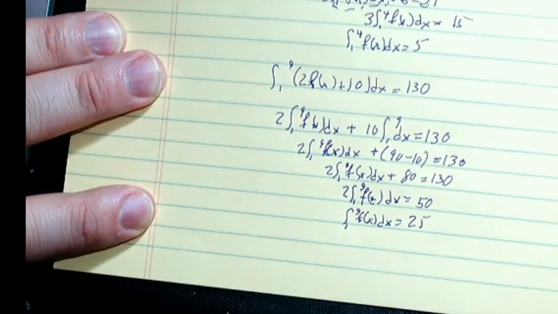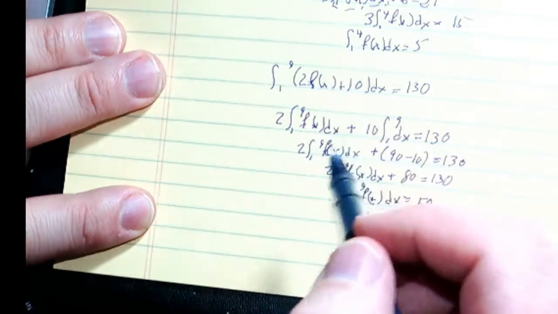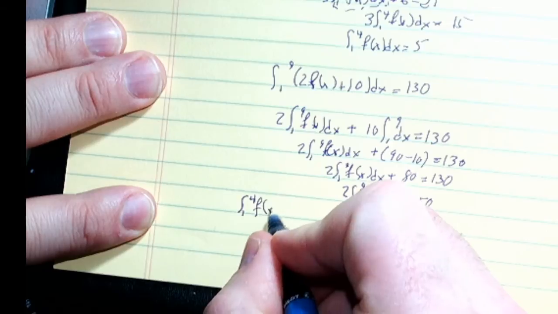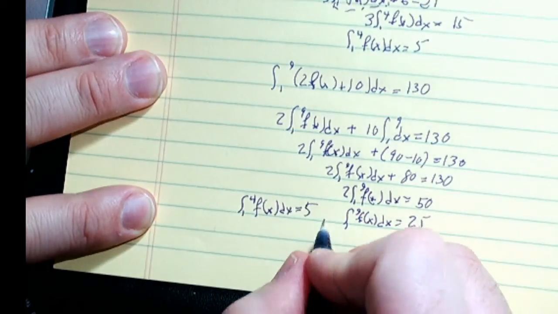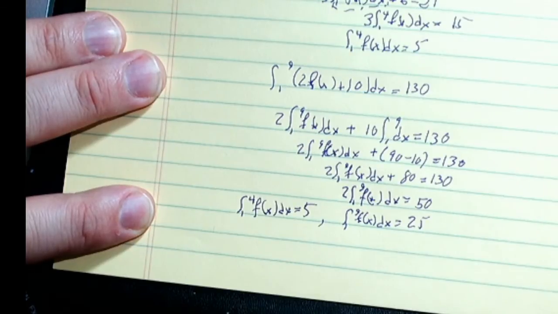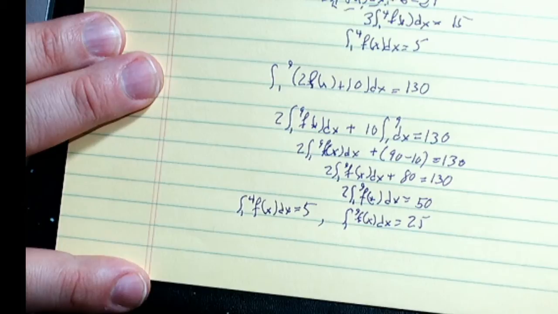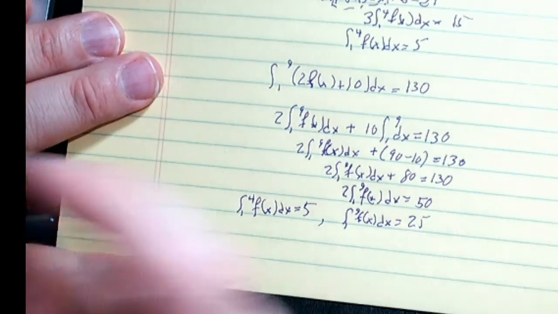Cool. Now we know 2 things about f of x. We know that, copying from above, the integral from 1 to 4 f of x dx is equal to 5. And we know the integral from 1 to 9 f of x dx is equal to 25. But there's something else we know. We know that the integral from 1 to 9, you're allowed to split up at any point in that interval. So let's split it up at 4, because we know something about 4.